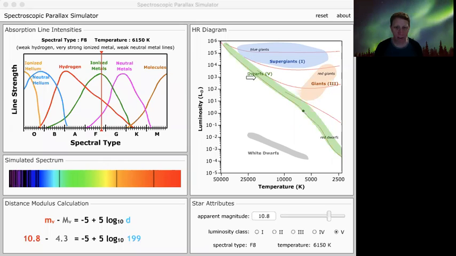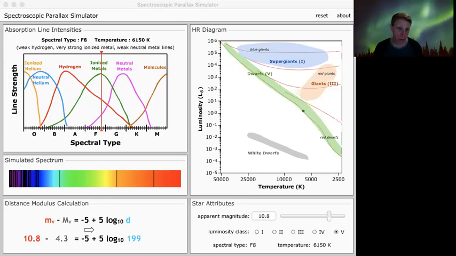So the idea is this: if you know what the brightness of a star is, the luminosity of it, the intrinsic brightness of it, then we can also look at how bright it appears, what its apparent magnitude is, plug those into our distance modulus calculation, and determine how far away the star is.